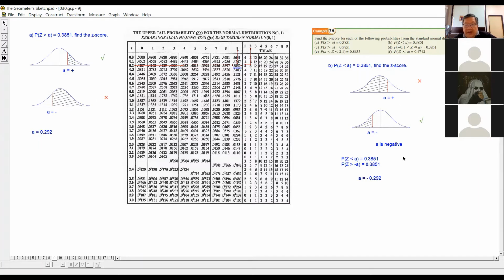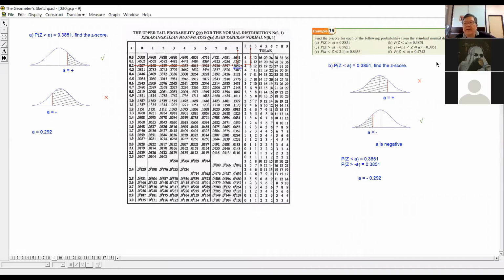Okay, right. So you try question B. We are going to stop already. You try question B. Try to look at the table. Decide whether it's a positive A or negative A. Read from the table, then tell me. Try now. You look at question B.